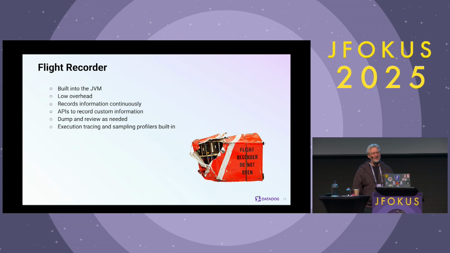Okay. So this is a technology built into the Java runtime. It's a very high performance event recorder. Very low overhead. It records information continuously. There's APIs that you can use to put your own information in there if you would want to. And the idea with the flight recorder was that you would be able to use it like the flight recorder on an aircraft, right? So something bad happened. Let's go check the flight recorder, see if we can understand what was going on in the runtime at the time.